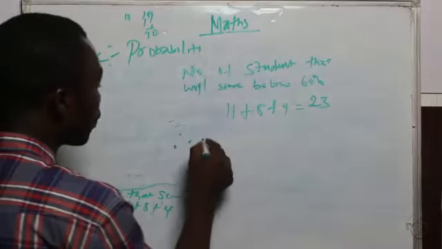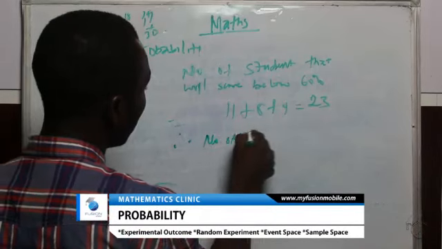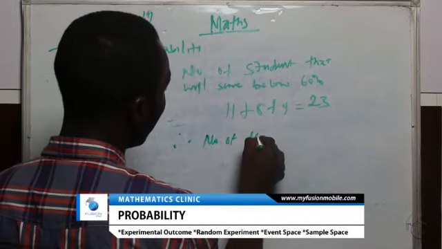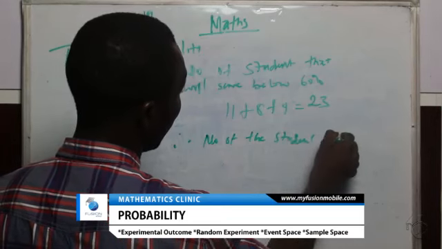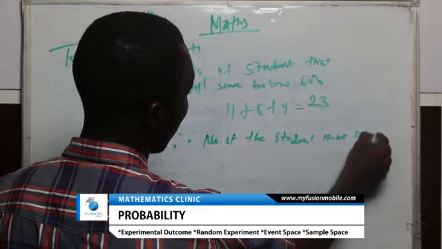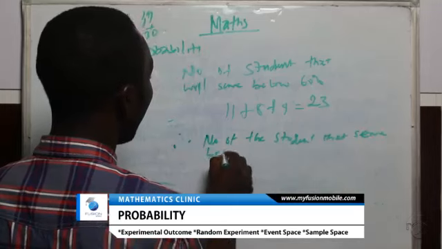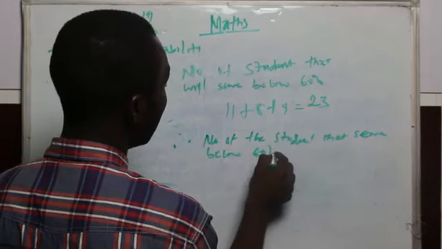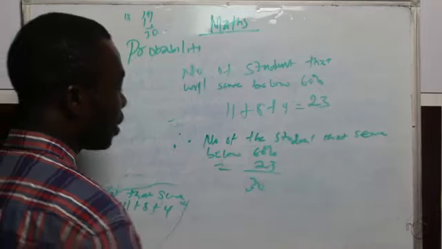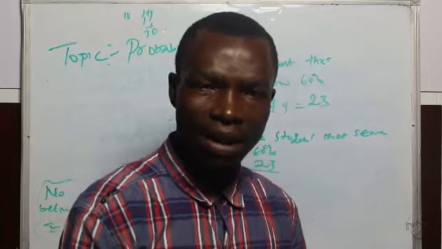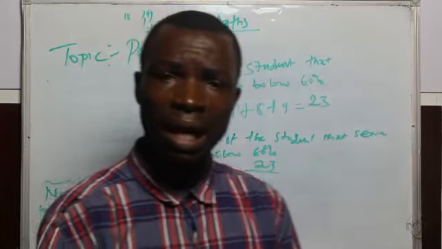Therefore, the number of students that score below 60% is equal to 23 over 30. That's the probability of us choosing a student that scores below 60%. This is an example of an experimental outcome.